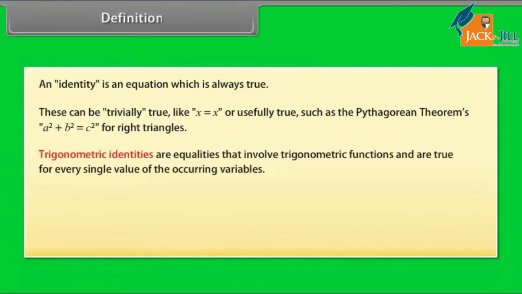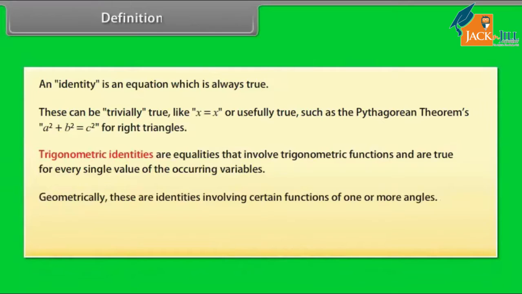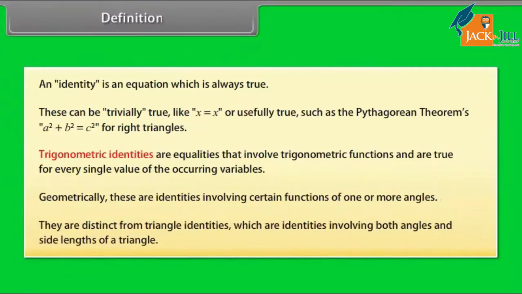Trigonometric identities are equalities that involve trigonometric functions and are true for every single value of the occurring variables. Geometrically, these are identities involving certain functions of one or more angles. They are distinct from triangle identities, which involve both angles and side lengths of a triangle.